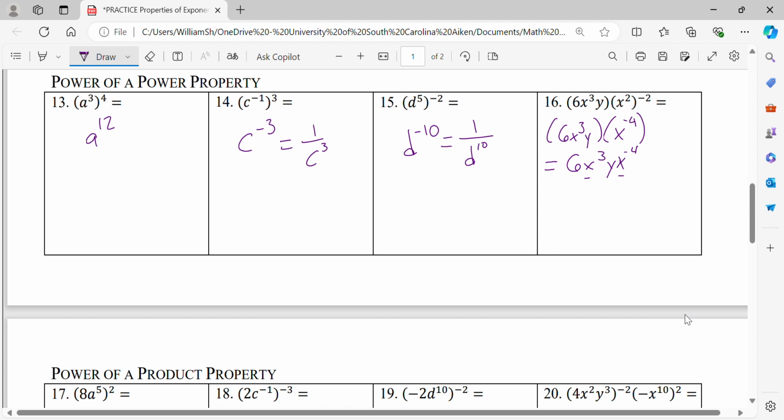And if I'm multiplying here, I can combine these same bases of x by just adding their exponents. So this is going to tell me that this is 6x to the third plus negative 4, y. Now 3 minus 4 is negative 1. So I'm going to get 6x to the negative 1, y. Obviously, don't want any negative exponents, so all I have to do is drop that x down to the denominator, and now I have no exponents that are negative. I have my final answer.